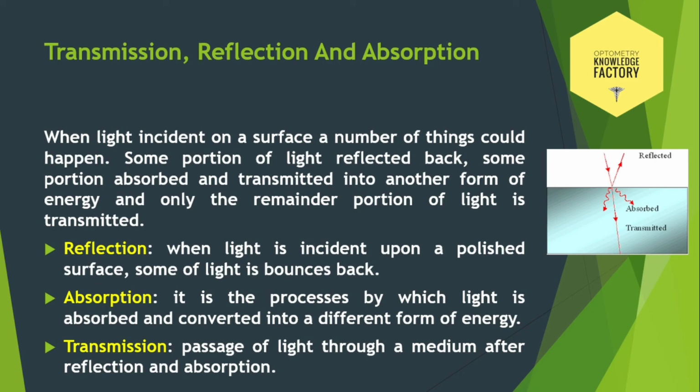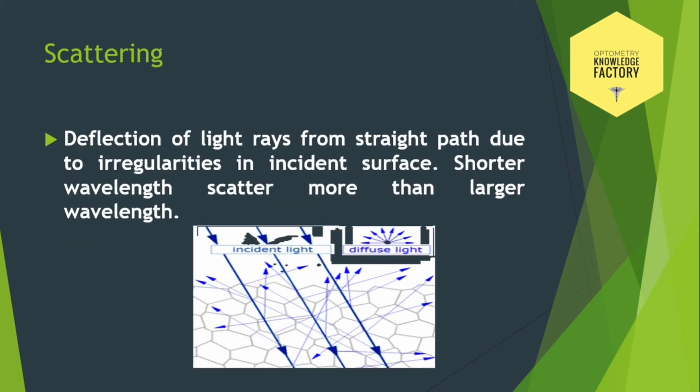Reflection: when light is incident upon a polished surface, some of the light bounces back. Absorption: it is a process by which light is absorbed and converted into a different form of energy. Transmission: passage of light through a medium after reflection and absorption. Scattering: deflection of light rays from a straight path due to irregularities in the incident surface. Shorter wavelengths scatter more than longer wavelengths.